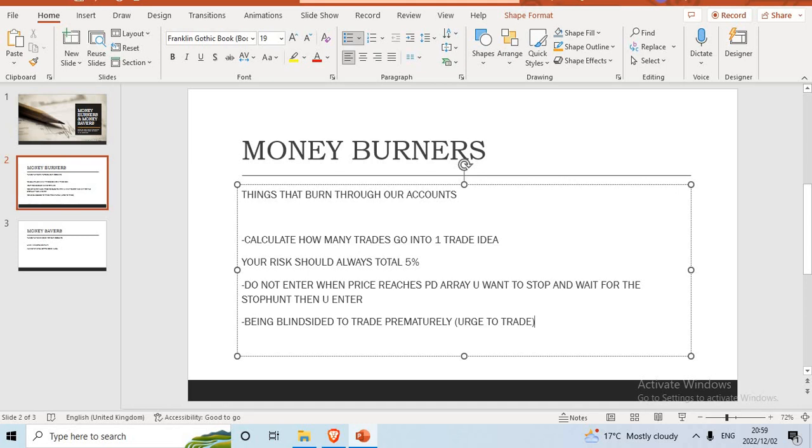What I also noticed is that's a huge money burner: I used to not follow my rules properly. So that's another money burner that you should look out for. Save yourself time and stick to the rules. Train yourself to stick to the rules.